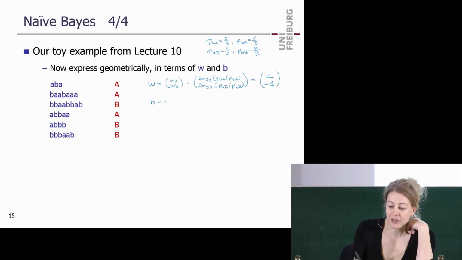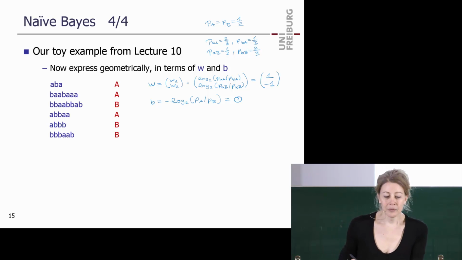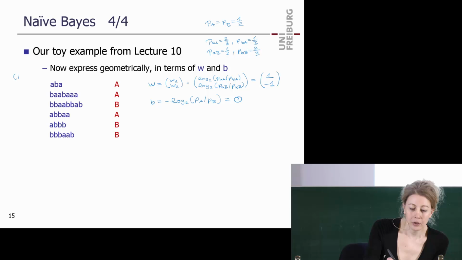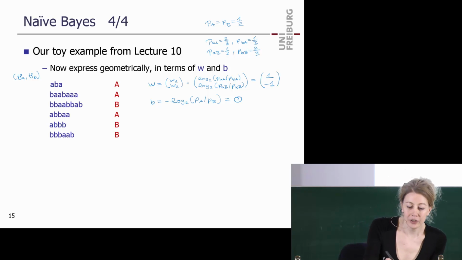And b is minus log 2 of PA divided by PB, yeah? And PA and PB were the same in this example, both 1/2. So it's log 2 of 1, which is 0, right? So now let's just write these as pairs, TFA, comma, TFB. Yeah, these can be now written as points in 2D. We're in 2D now. So this is the point 2A's, 1B, right?